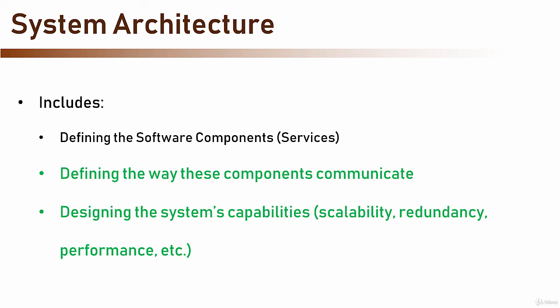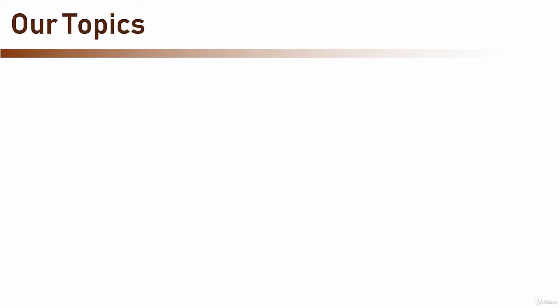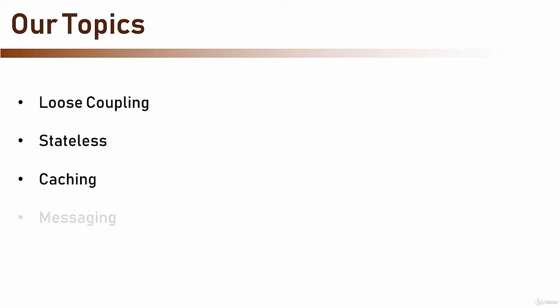themselves in previous sections. The topics in this section are loose coupling, which talks about the way to make our components independent from each other. Stateless, a pattern that allows our components to scale and makes the whole system redundant. Caching, a technique that helps improve the system performance.